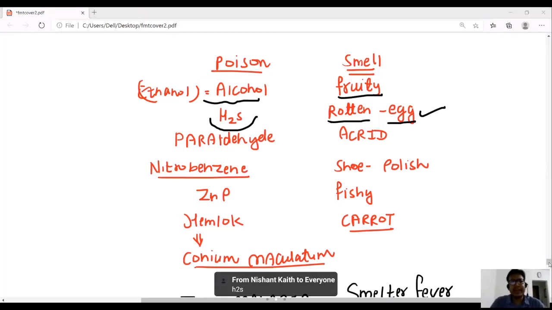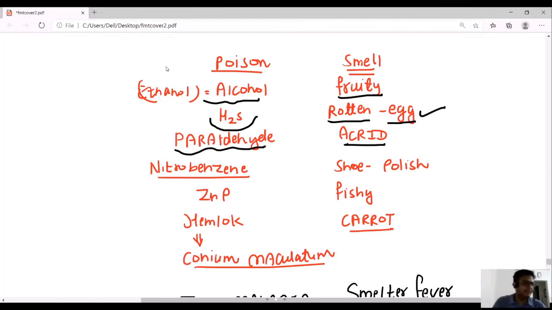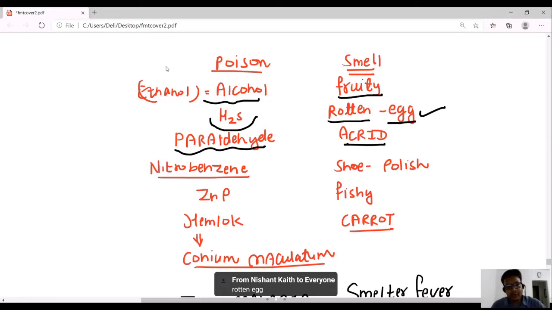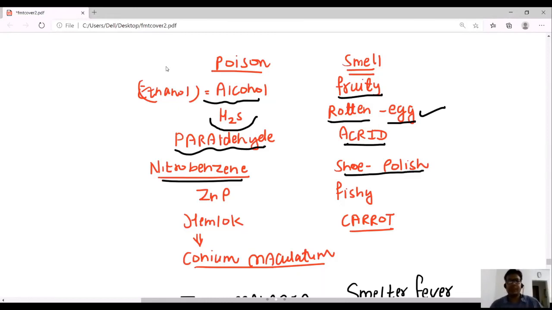H2S has a rotten egg smell. Para-aldehyde has an acrid smell. Nitrobenzene has a shoe polish smell. So everyone revise with me. Ethanol has a fruity smell. H2S has a rotten egg smell. Para-aldehyde has an acrid smell. Nitrobenzene has a shoe polish smell. Zinc phosphide has a fishy smell. Hemlock has a carrot-like smell.